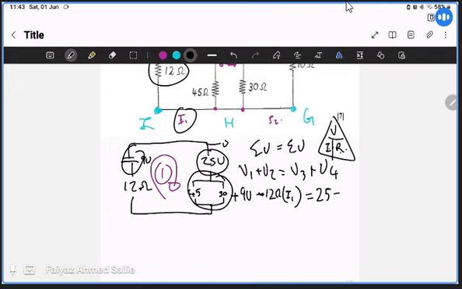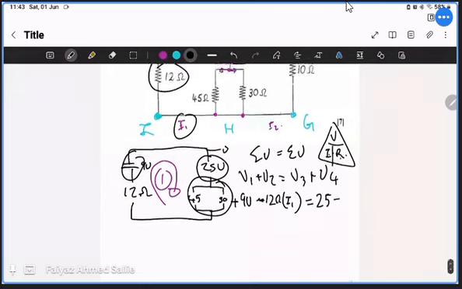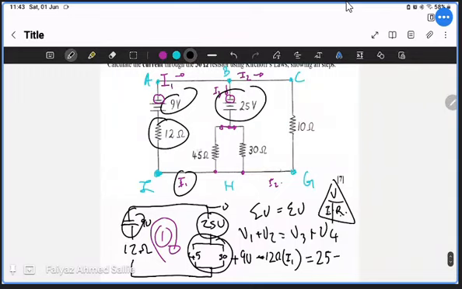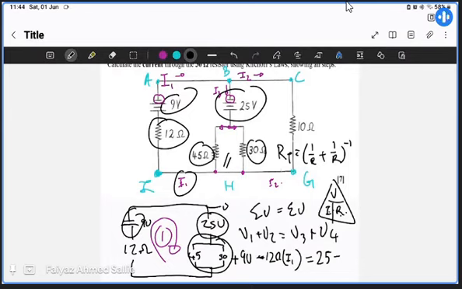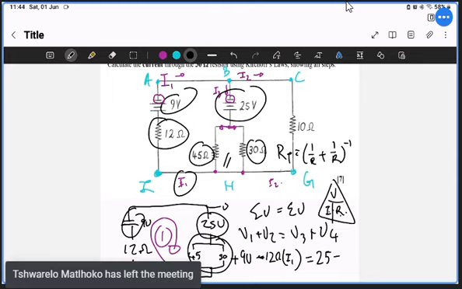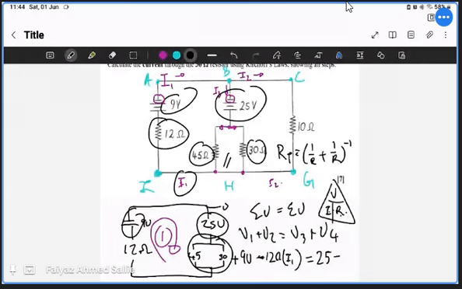So current times resistor. Sorry, we see that these resistors are in parallel, and we know that resistance in parallel is equal to 1 over R plus 1 over R, to the power of minus 1. So let me just calculate the resistor in that circuit. So it's going to be 1 over 45 plus 1 over 50, to the power of minus 1.